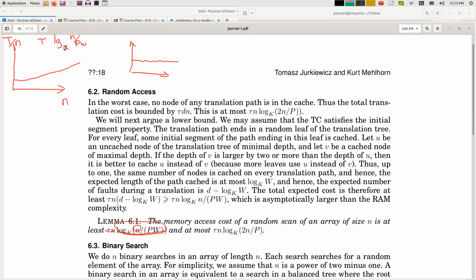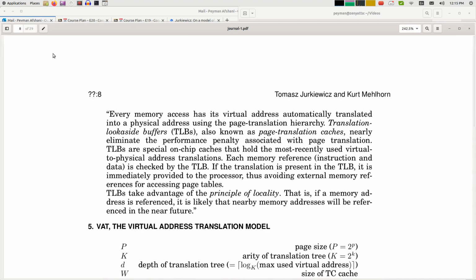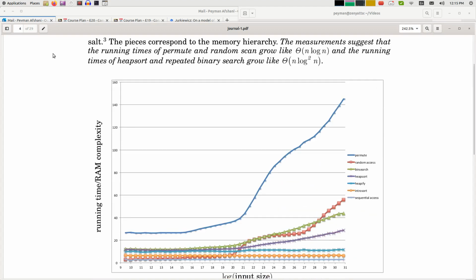So now the question is, do I see this if I go back to the experiments? So let's go back to these experiments and see if this is visible in the picture. So this is random access, it's this guy. We'll see that random access essentially has this stepwise behavior. And if you remember, the cost was tau times log base k of n divided by pw.